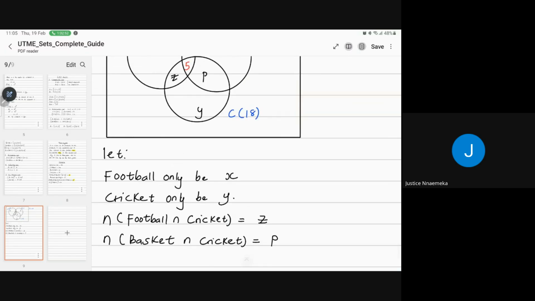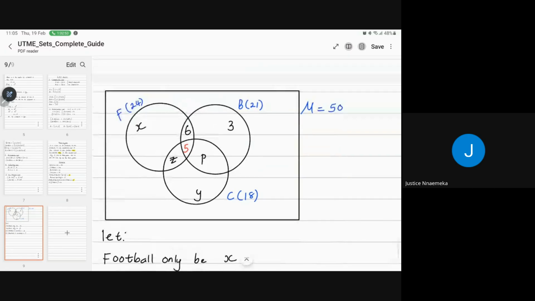So now, one key thing I want you to know is that football will have its own equation, basketball will have its own equation, cricket will have its own equation. So all three of them will have their equation. Universal set as well will have its own equation, and that equation will be stemming from the information that we have right here on the screen. So based on this circle, we're going to take the details of the universal set and everything that has to do with that. So that said, let's proceed.